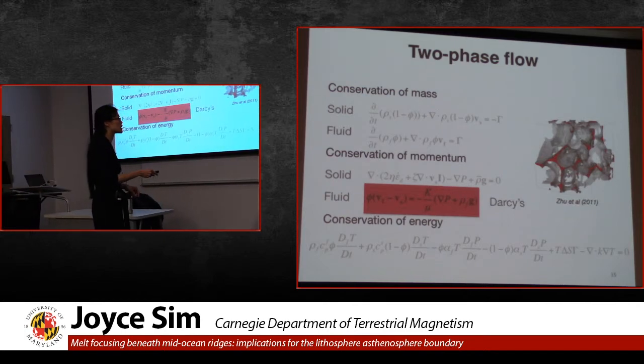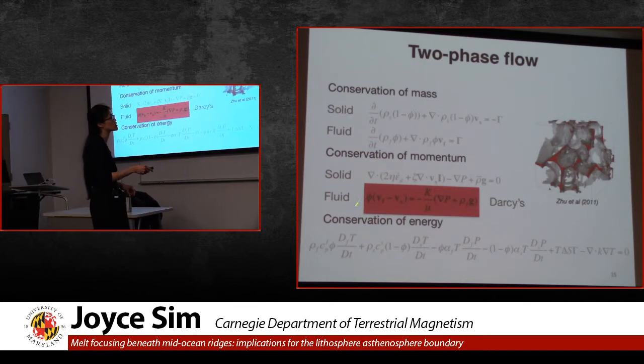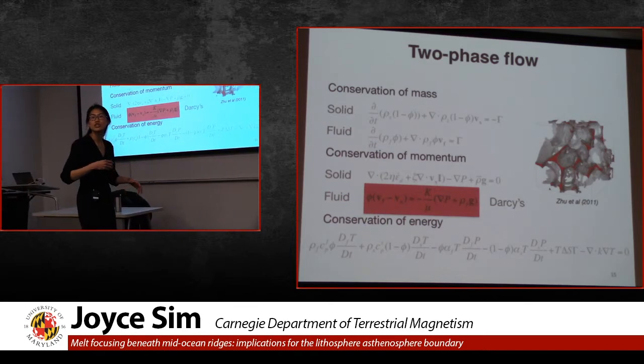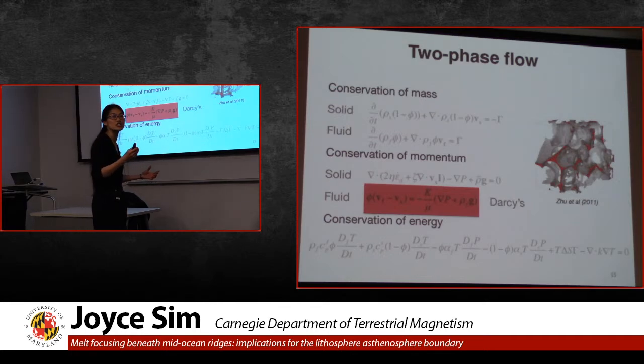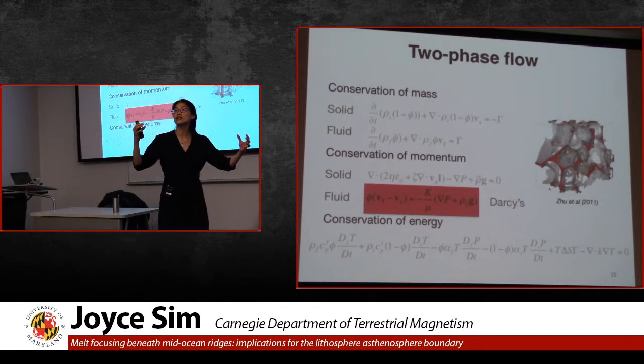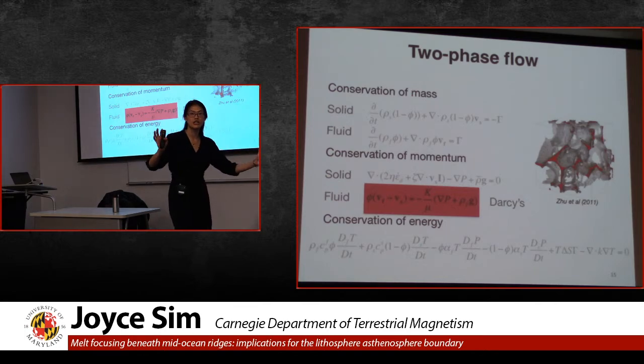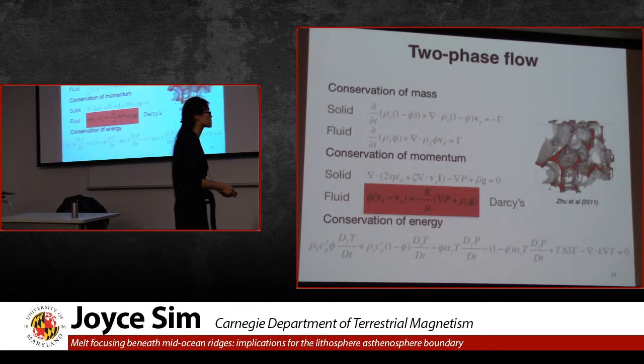Essentially, what is in this equation is phi, which is a porosity or a melt fraction. And here we are assuming that any melt takes up all the pore spaces. There's no air and there's nothing else. It just takes up the whole pore space.